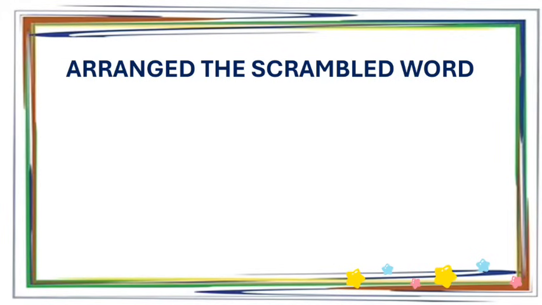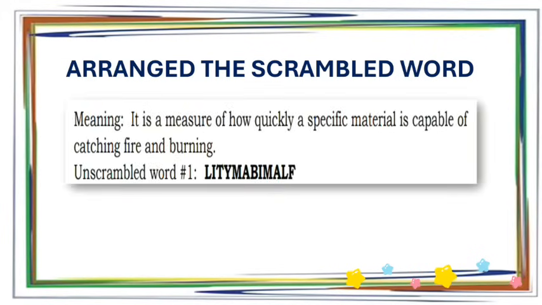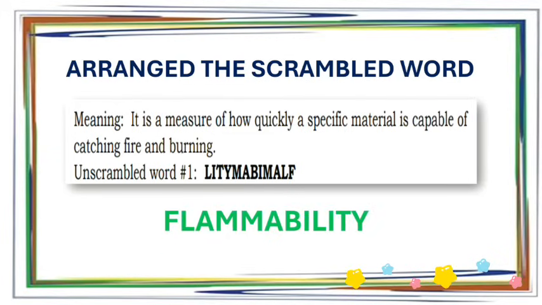Arrange the scrambled word. It is a measure of how quickly a specific material is capable of catching fire and burning. What is your answer? Correct. The answer is flammability.